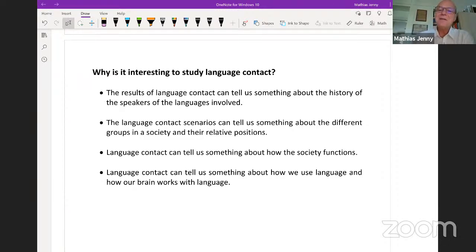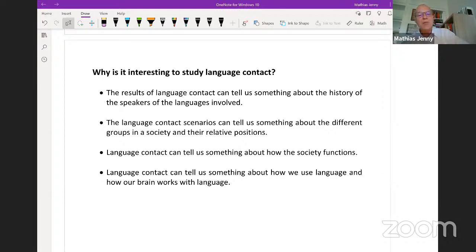Then language contact, the way languages interact in a society, can also tell us something about what groups there are in any society and what their relative positions are in society. Which group is considered higher in the hierarchy, which group is considered a prestige group, and which groups are considered lower in the hierarchy of this specific society. So by looking at language contact, we can learn a lot about the makeup of the society.